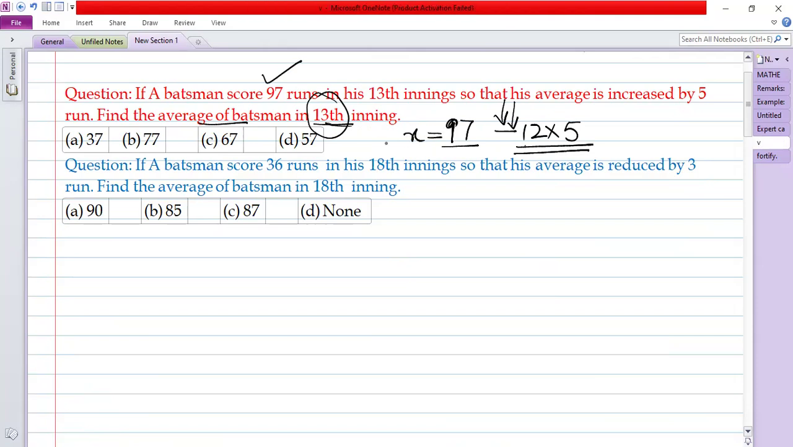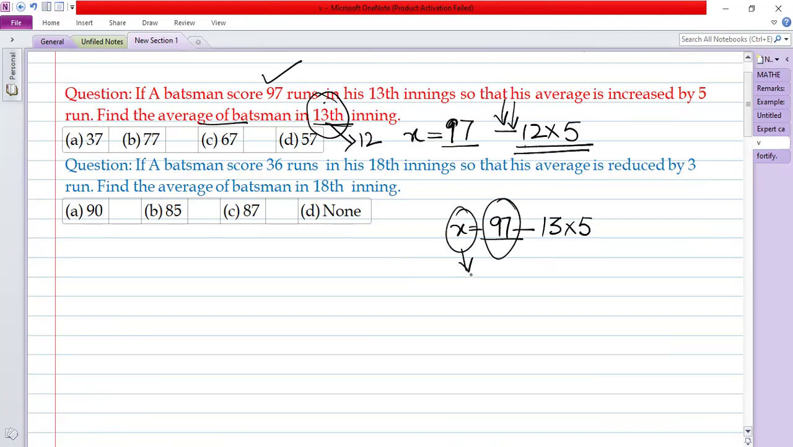Okay. So this was the average up to the 13th inning. And by chance, if I need the average up to the 12th inning, then once again I will subtract the total increment, but on up to the 13th inning. Again I will subtract it from 97, the performance or runs in the last inning, and that will give us the average.